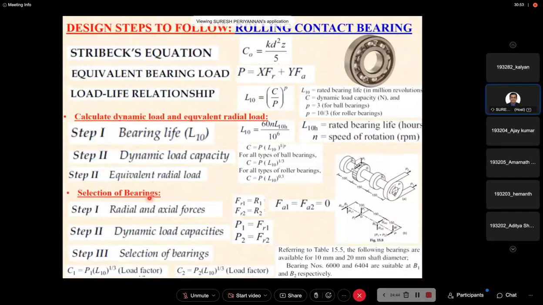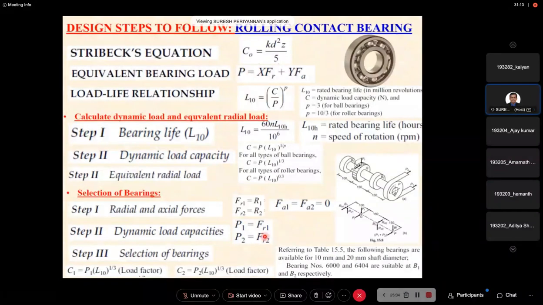Selection of the bearings. Now here, for dynamic load capacities, P1 is equal to FR1 and P2 is equal to FR2. In this case, the bearing is subjected to only radial load.